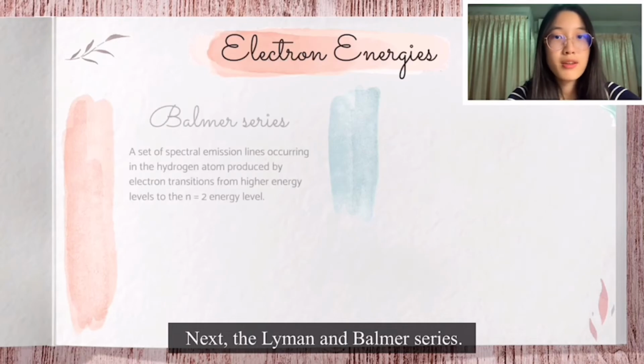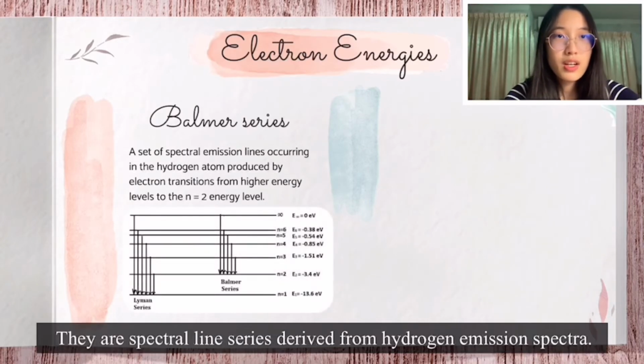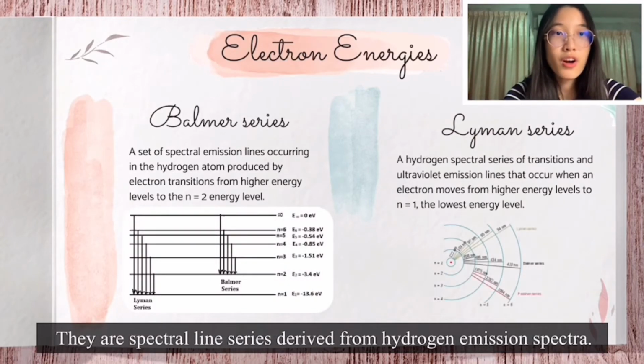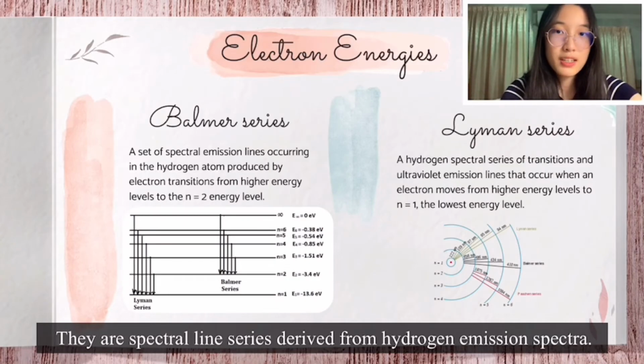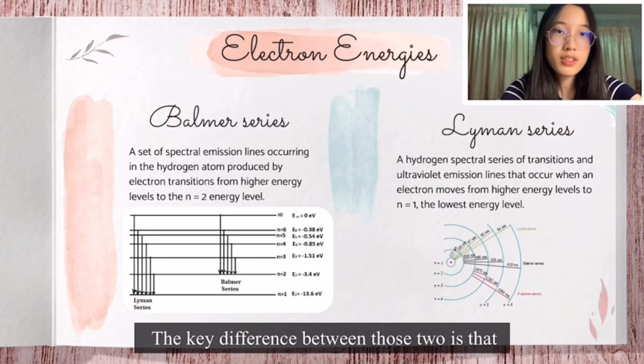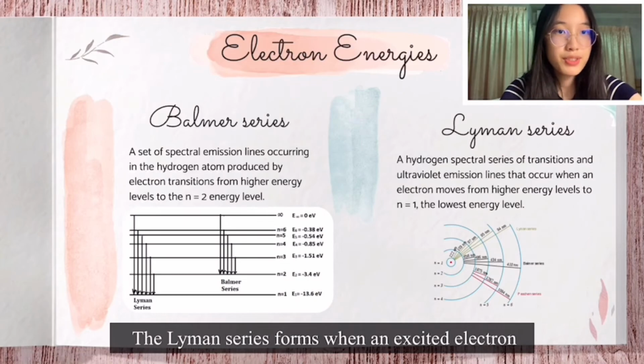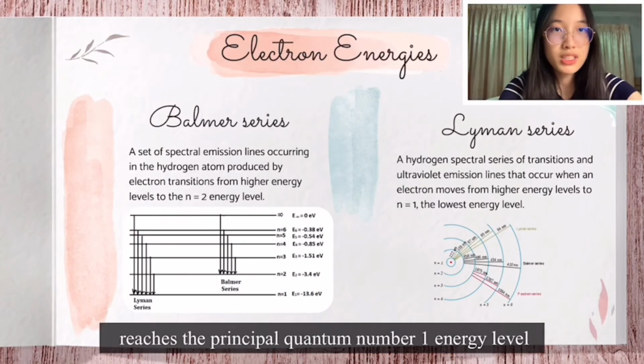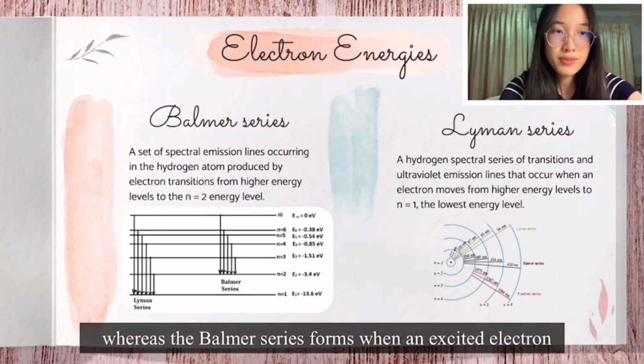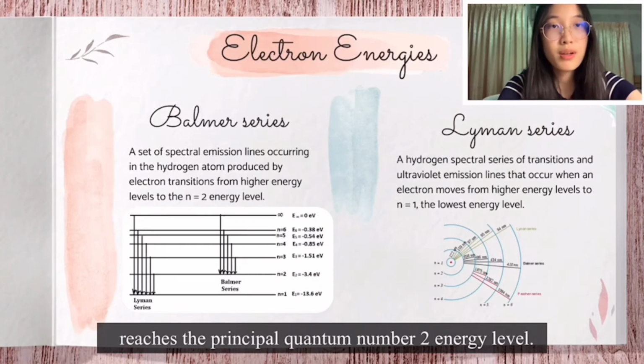Next, the Lyman and the Balmer series. They are special line series derived from hydrogen emission spectra. The key difference between these two is that the Lyman series forms when an excited electron reaches the principal quantum number 1 energy level, whereas the Balmer series forms when an excited electron reaches the principal quantum number 2 energy level.